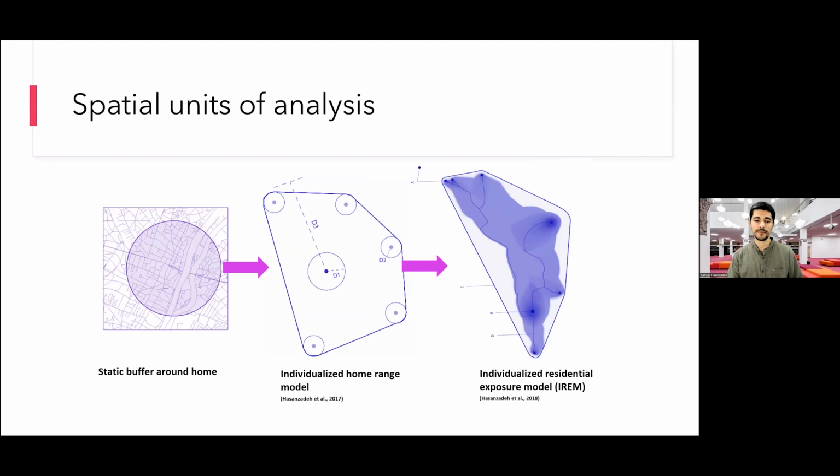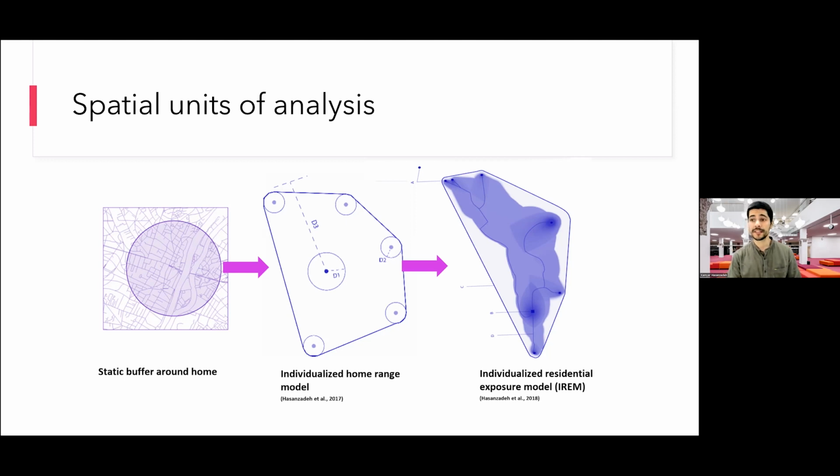In the first step, we developed this parametric, more systematically defined convex hull representing individualized home ranges. Based on where the person lives and the places they frequently visit, we created this kind of convex hull around the activity space. We did different kinds of studies using this unit for our analysis, and our results showed that this was a great improvement already compared to the static buffers.